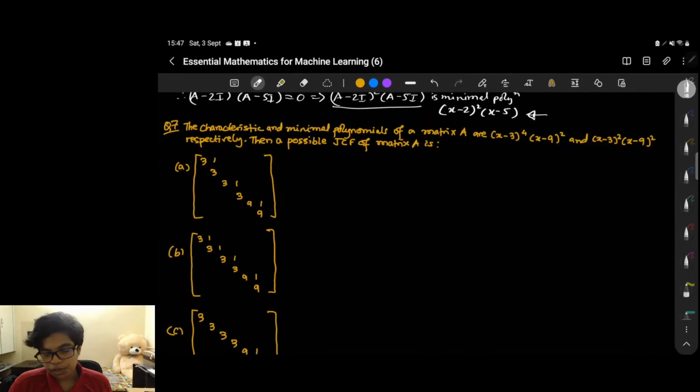So next question. The characteristic and minimal polynomials of a matrix A are given. So it is x minus 3 to the power 4, x minus 9 squared, and x minus 3 squared into x minus 9 squared. So these are the characteristic and minimal polynomials we are given. Then we need to find a possible JCF of the matrix. So JCF meaning what? It is Jordan canonical form.